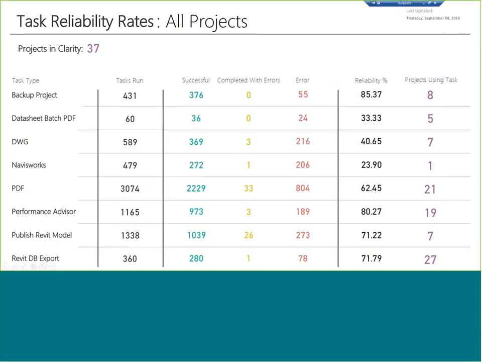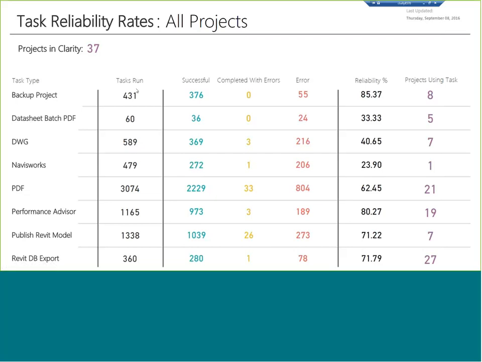And this has been really helpful. So when I say task reliability rates, I'm talking more about how our tasks are running per project and on our particular servers. So we have offices across the U.S., and we have task servers in those offices. So this allows us to keep track and see which tasks are running more successfully across our projects.